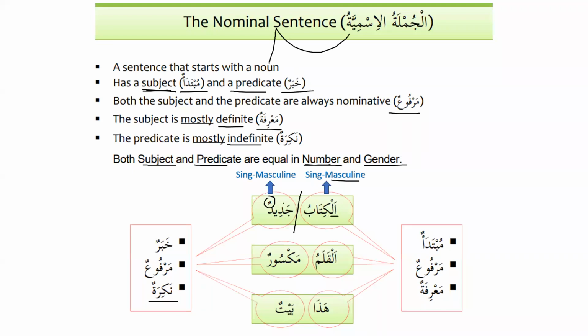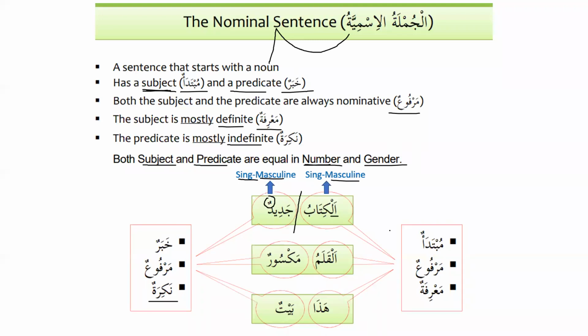So when we put them together, jadidun is also singular, and it is also masculine. The feminine will be jadidatun. There is no ta marbuta, that's why we say that this is masculine. So it has to be equal in number and gender.